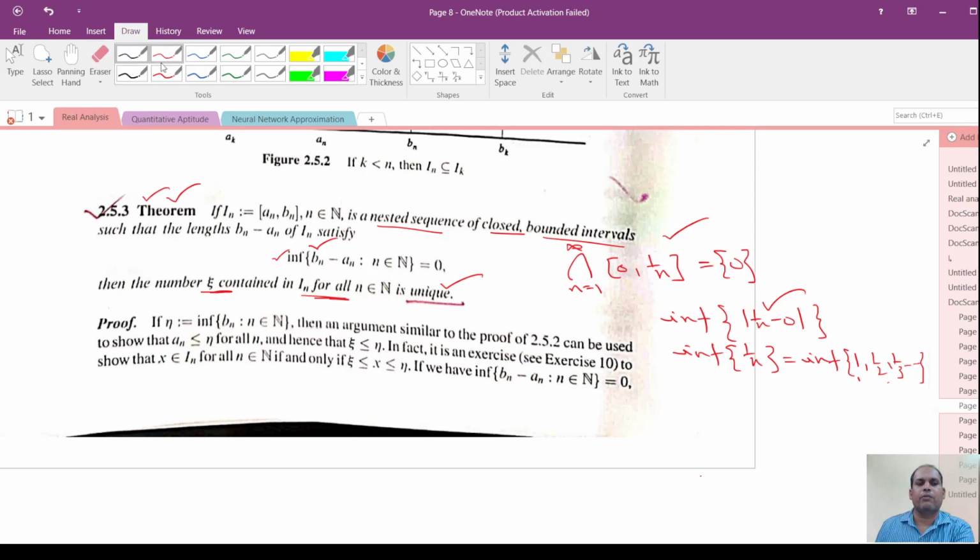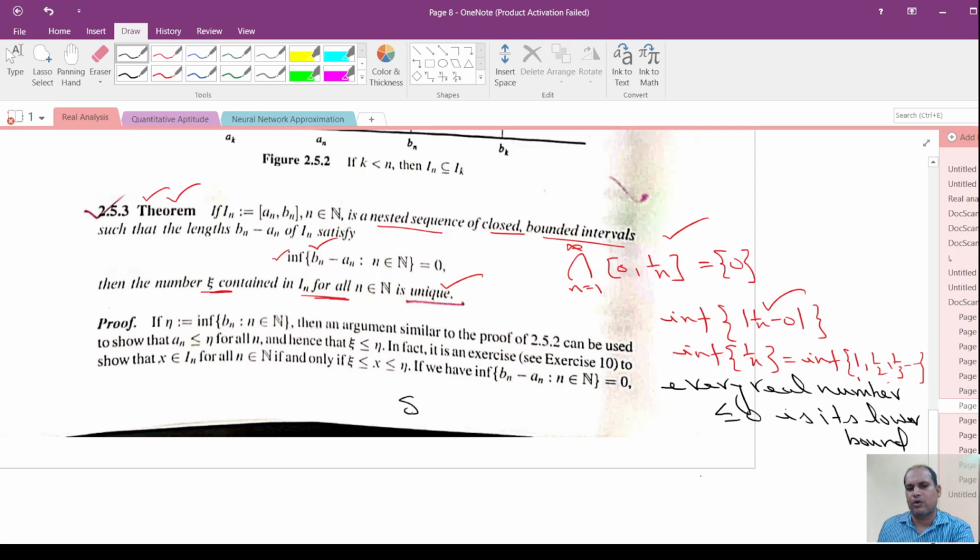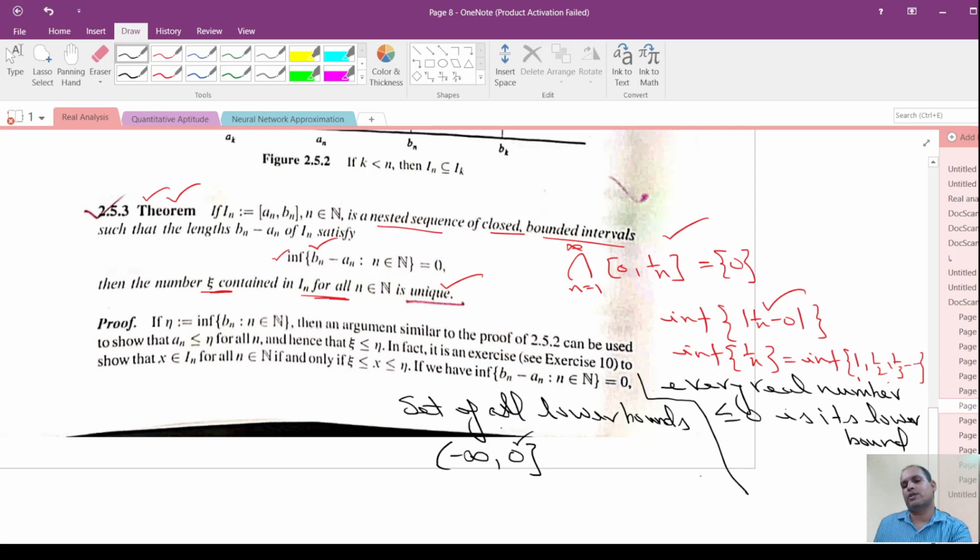Okay. So, every real number less than or equal to 0 is its lower bound. So, what will be the set of all lower bounds? The set of all lower bounds will be minus infinity to 0, including 0, because 0 is also one of its lower bounds.